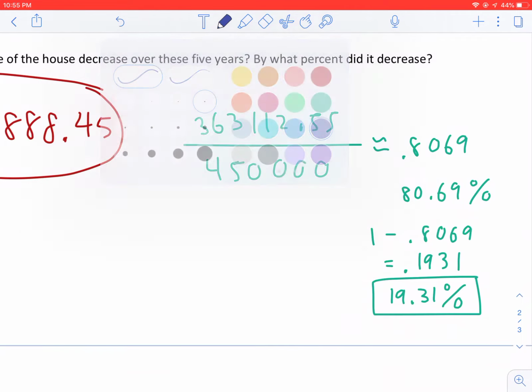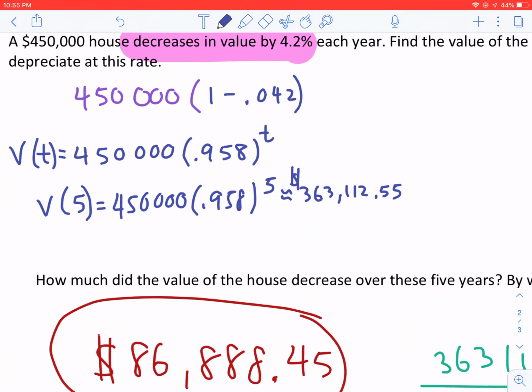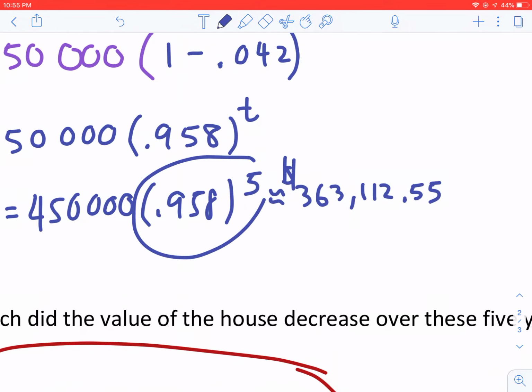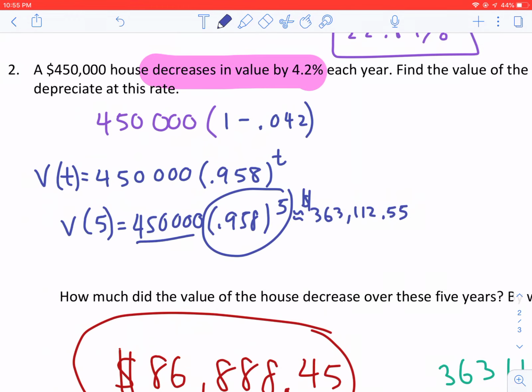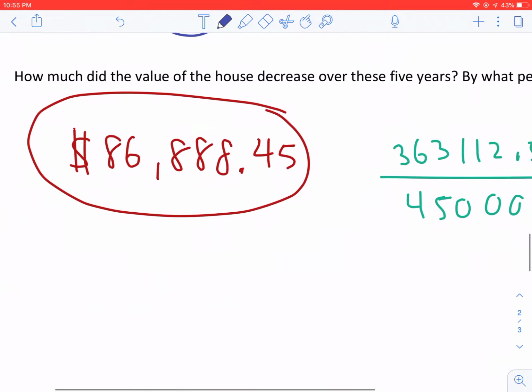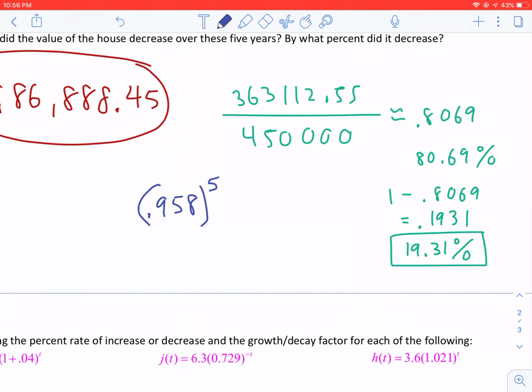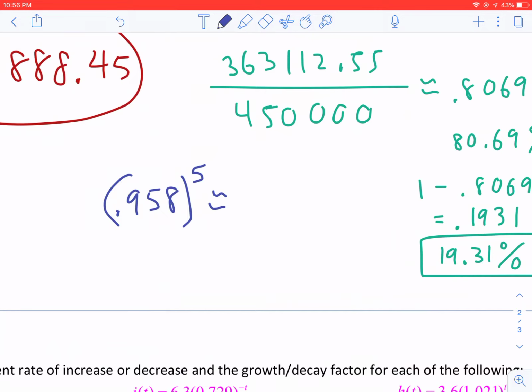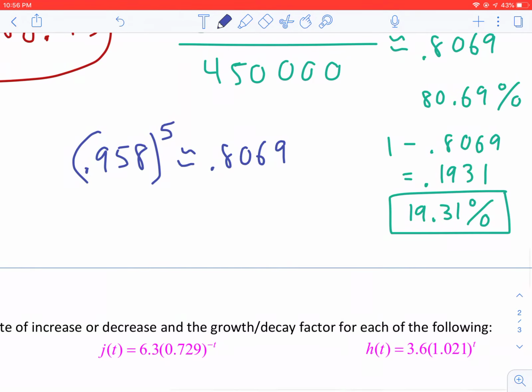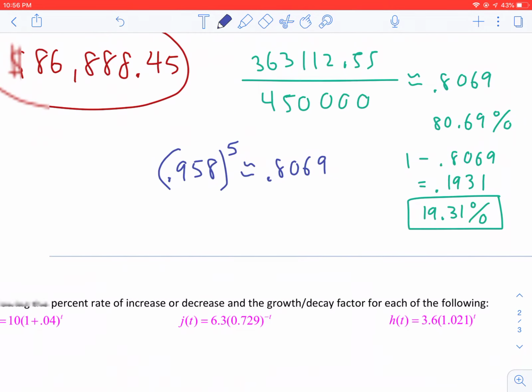All right. We can also take a look at this again. That is what we multiply by to go from the original price of the house to the final price of the house. So if you do 0.958, that's decreasing in value by 4.2%, 5 times. How much do we decrease by? Well, that is also 0.8069. And you do the same thing, you get the same answer.